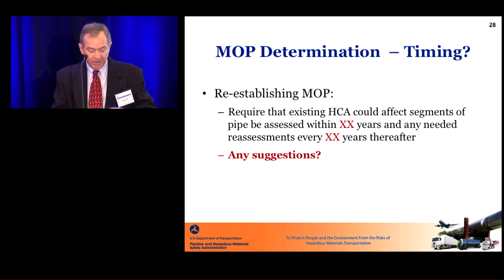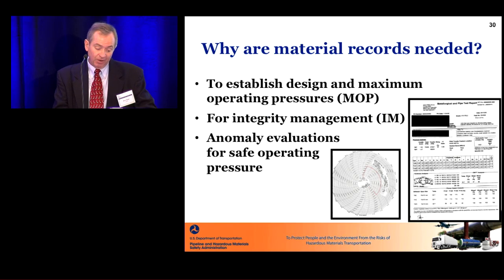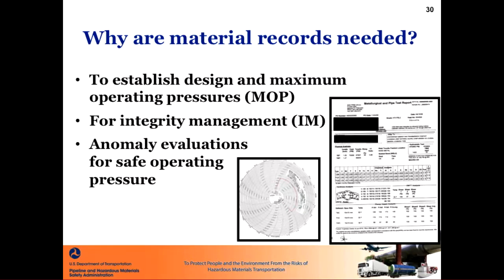And then on material documentation, let's go through a few items there. What material records are needed? I think we all know you need them for MOP. I would hope you need them for integrity management. If you don't have them, I wonder how you've been effectively doing integrity management. And again, for any safe operating pressures for any type of anomalies, you need to know that information.